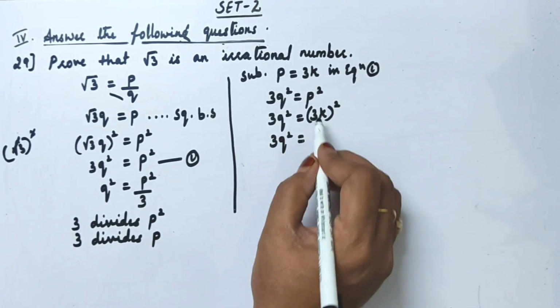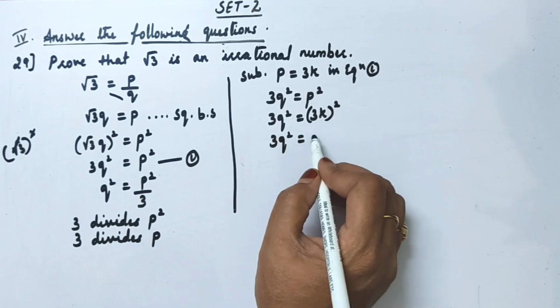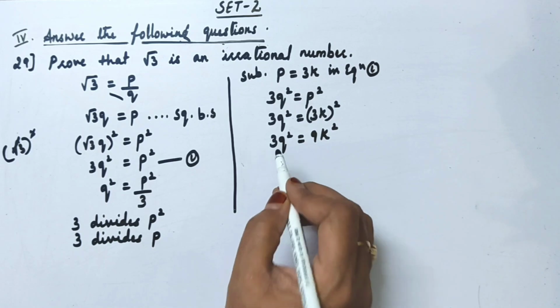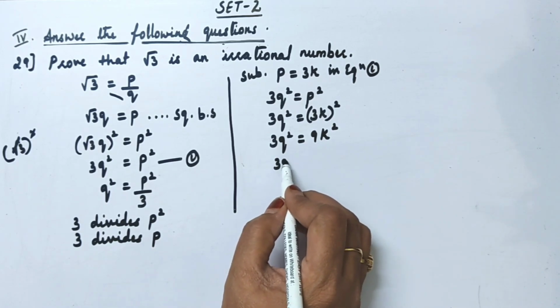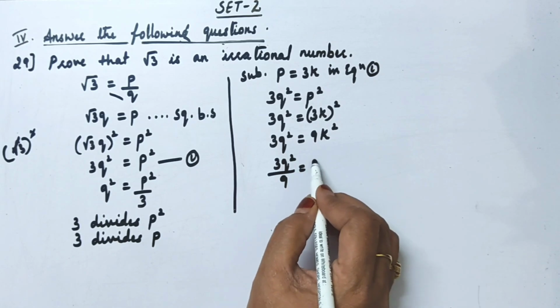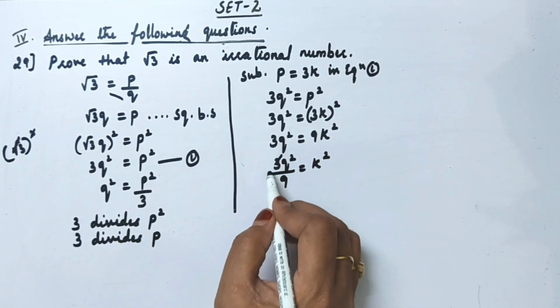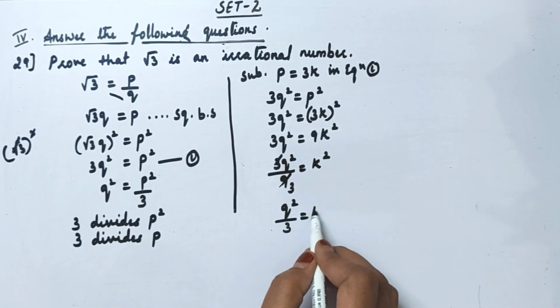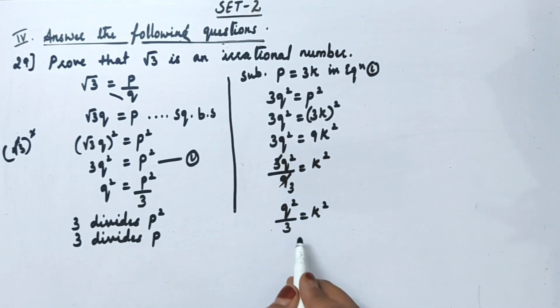3q square equals, 3 is multiplied 2 times, 3 3s are 9, k square. Bring this 9 to the left hand side. Let us drag this 9 here, equals k square. 3 1s are 3, 3 3s are 9. So q square upon 3 equals k square. Now I can say 3 divides q square, so 3 divides q.